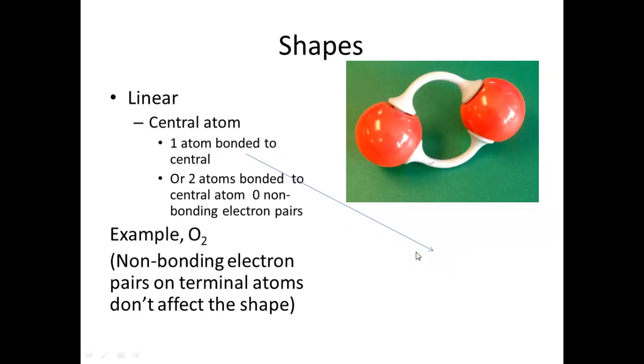And unfortunately, it doesn't look like my recording saved the PowerPoint presentation. But linear is when you have 1 atom bonded to a central atom, or 2 atoms bonded to it with 0 non-bonding electron pairs. So the example here is oxygen, and I'll fix this right after I'm finished, and I'll post it as soon as I do. But in this case, linear can be either just two atoms, or two atoms bonded to a central atom without non-bonding electron pairs. And we're going to see examples of all of these when we're doing our model lab in class. So we'll finish this up later, guys.